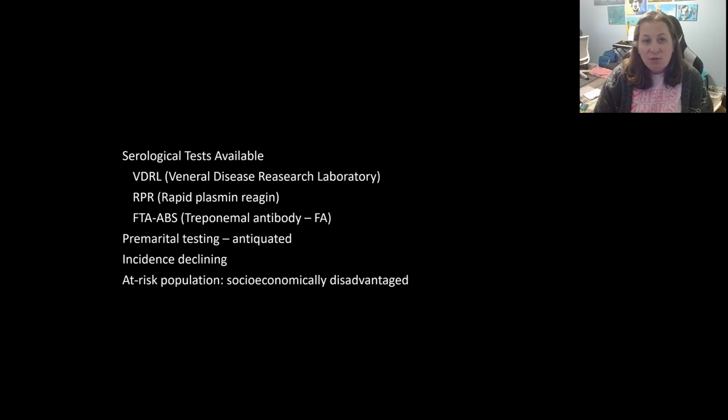So how do we test for syphilis? There are some serological tests available. We call this the VDRL, or Venereal Disease Research Laboratory test. We also can use the RPR, which is the rapid plasma reagin. And then there's also the FTA-ABS, which is the treponemal antibody FA test. These are all tests that can be done in the lab to hopefully detect syphilis.